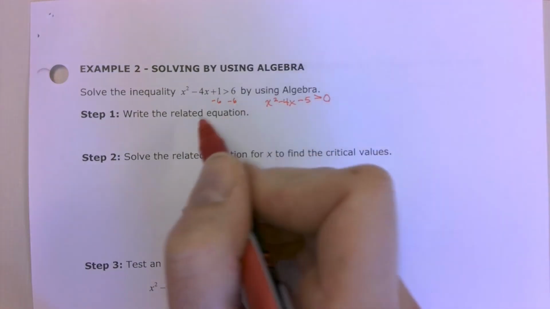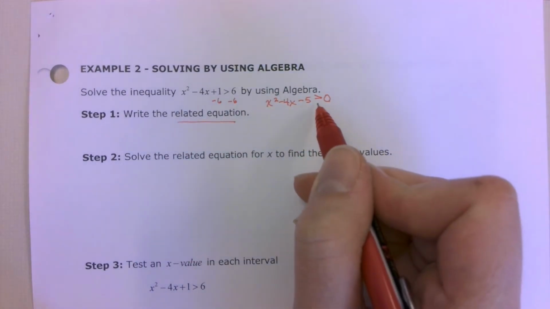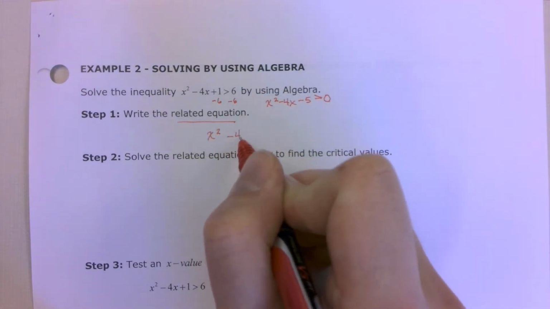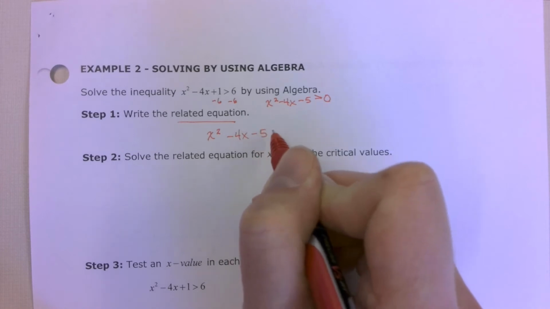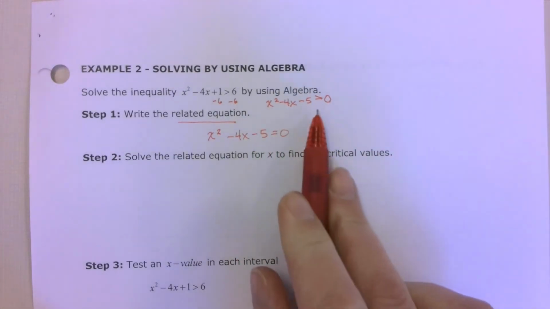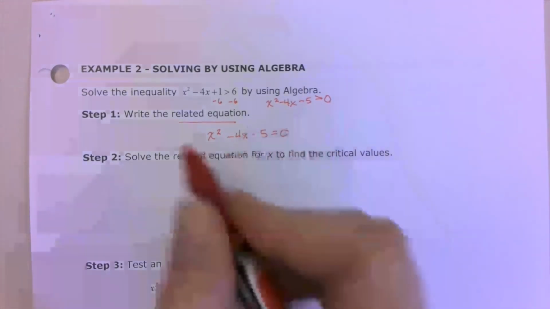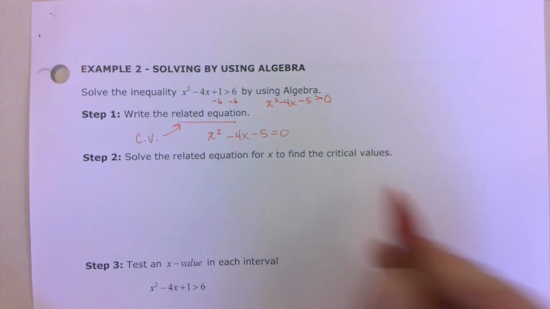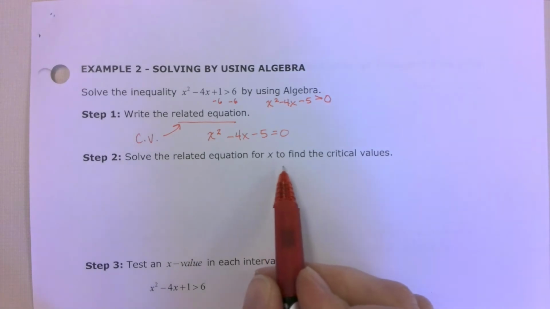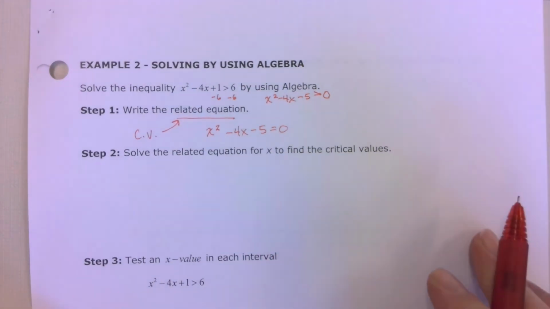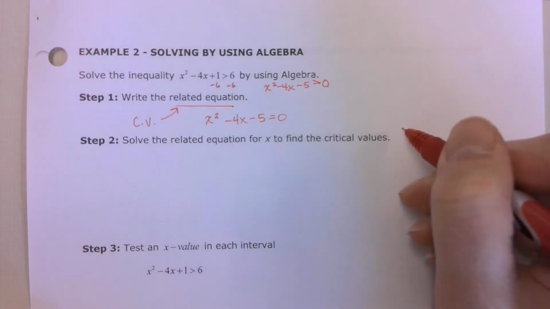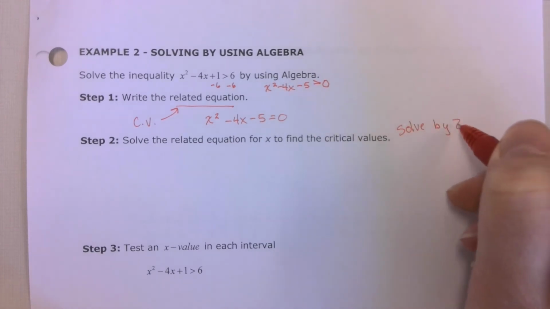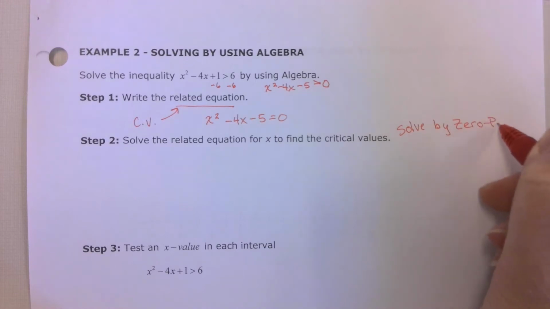Okay, the related equation is changing out your inequality with an equal sign. So x squared minus 4x minus 5 is equal to 0. So we're going to come back to that. But to find our critical values, we want to write the related equation. Now it says solve the related equation for x to find the critical values. For the problems we're interested in doing, we are going to solve using zero product property.